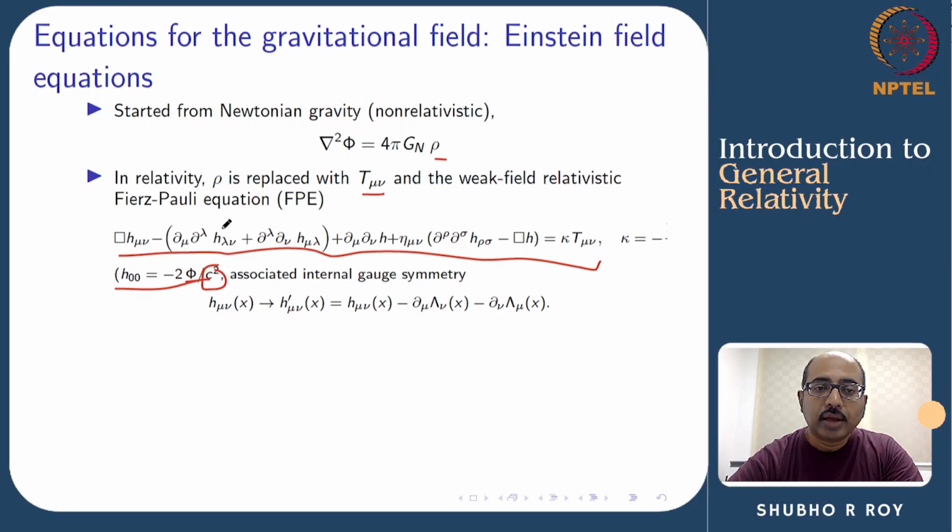That is, instead of H, if I consider H prime, which is related to H in this way, that is H prime mu nu equals H mu nu minus del mu lambda nu of x minus del nu lambda mu of x, where lambda is a completely arbitrary vector field, then H prime also satisfies this equation. So physically, we cannot distinguish between H and H prime. Both of them satisfy the same equation, so both of them represent the same gravitational field in this sense.